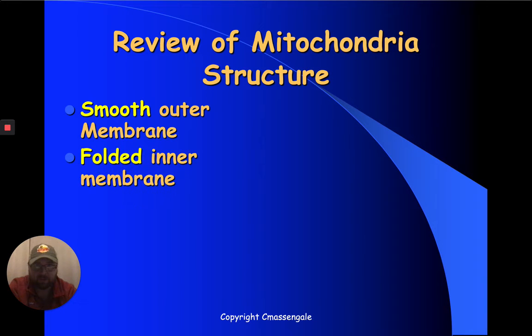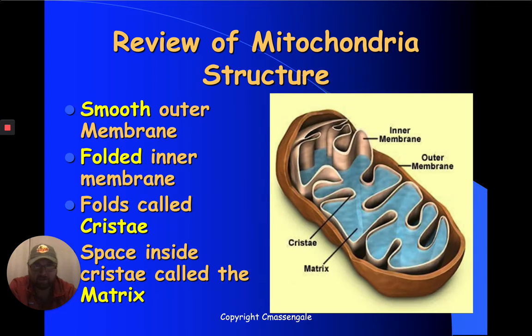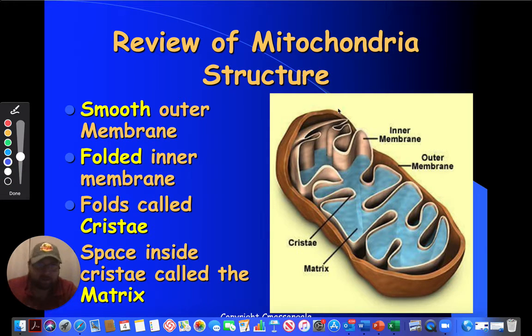All right, so we're just going to talk a little bit about the mitochondria here. Okay, so let's check it out. We have a smooth outer membrane, which let's get our marker here. That's what we're seeing here. That's your smooth outer membrane going all the way around. All right, and then we have a second membrane, which is what you see in here.